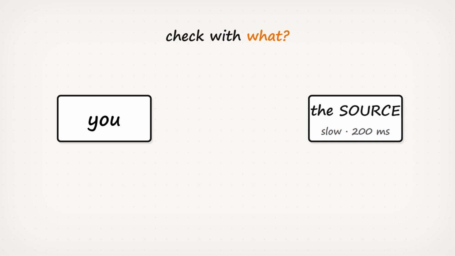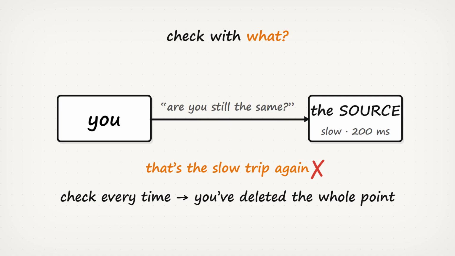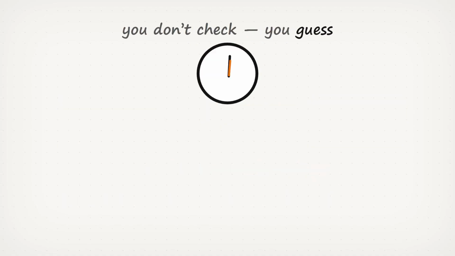Easy. Check with what? Walking to the source to ask, are you still the same, is the exact slow trip the cache was supposed to save. Do that every time and you've deleted the whole point. So you don't check, you guess. You keep the copy for a set time, then throw it out and go get it fresh.